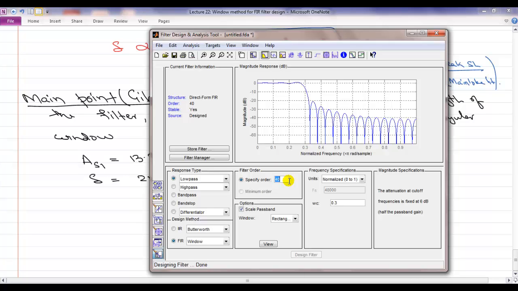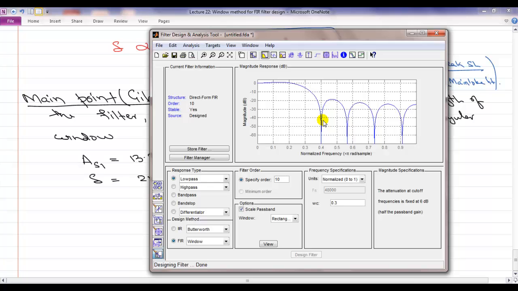If I reduce the length of this filter from 40 to 10, so I have reduced it by a factor of 4, with my cutoff at 0.3, the transition width should increase by a factor of 4, although this point will stay at minus 21 dB. I do that and you see that it's around the same minus 21 dB, but now my transition width has really increased. It's now 0.2 to 0.4.